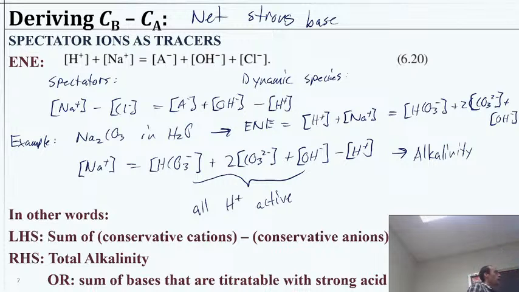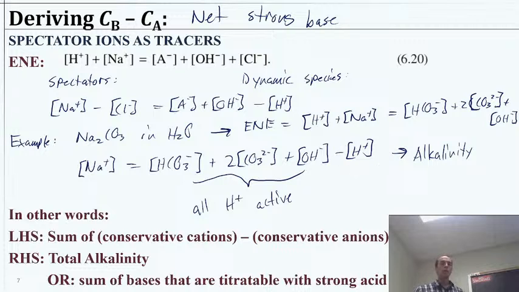So another way to write that down, in other words, is the sum of the conservative cations minus the conservative anions on the left side, and on the right side, the sum of the bases that are titratable with a strong acid. So if you look on the right side, if we add a strong acid, each one of these could be titrated, meaning we could get rid of it. A negative acidity here we could get rid of by adding acidity. So we can account for that negative by adding acid.